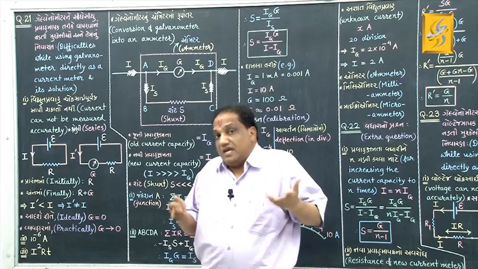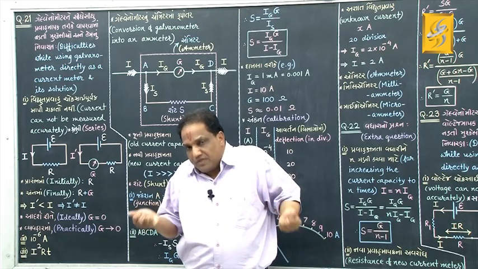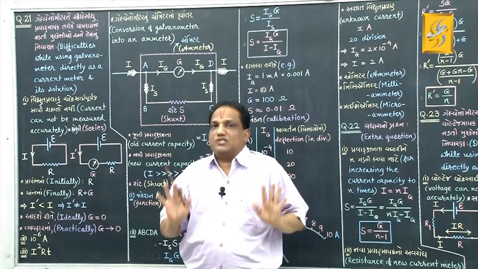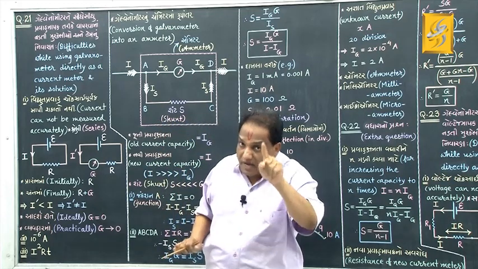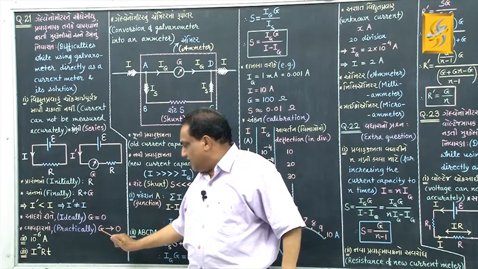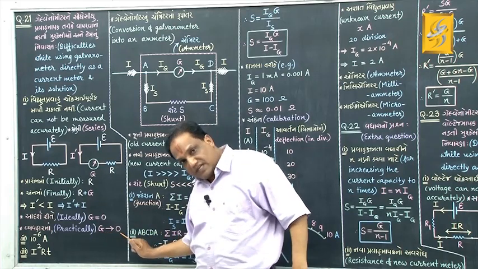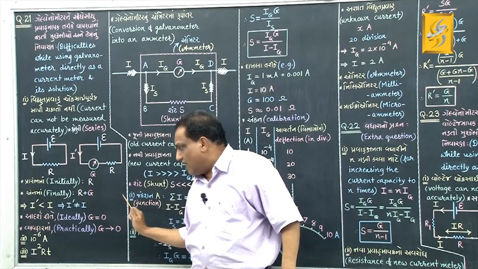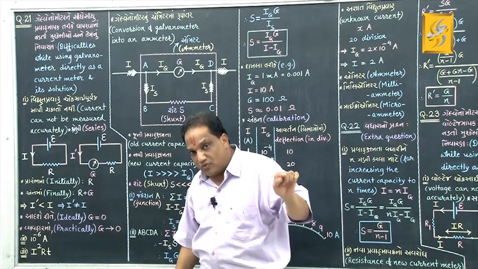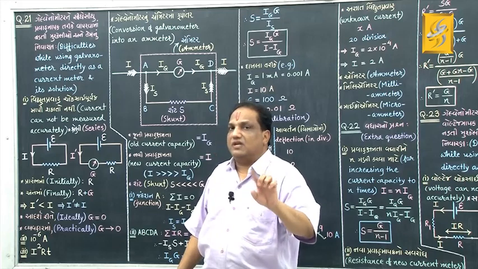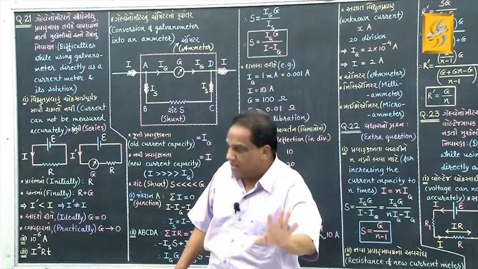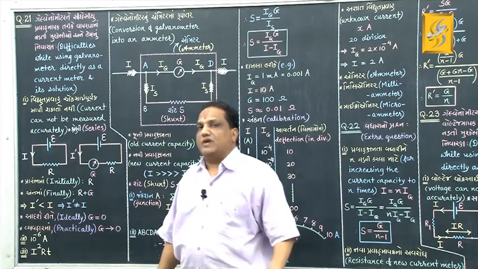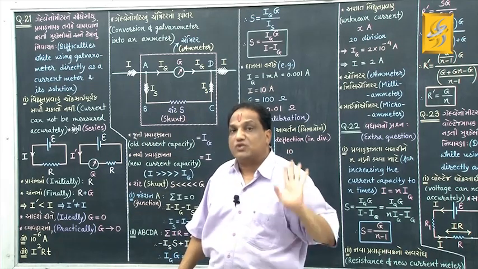Okay, but then in practice what should we do? In practice what you can do is minimize the resistance of the current meter. That is, mathematically you can make G tend to 0, correct? When G tends to 0, then R plus G will tend to R, and if R plus G tends to R, then final and initial resistances will be nearly equal. Then I dash will be nearly equal to I. When I dash is nearly equal to I, then measured current is nearly equal to actual current.